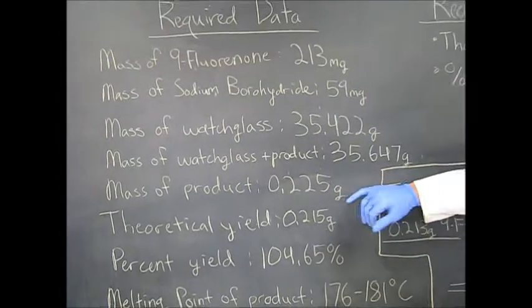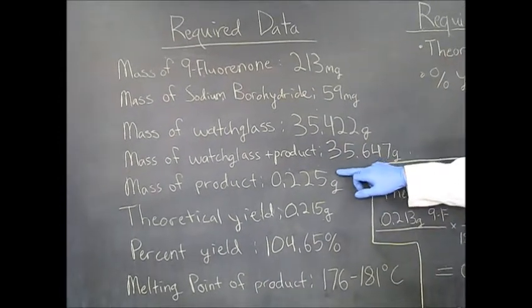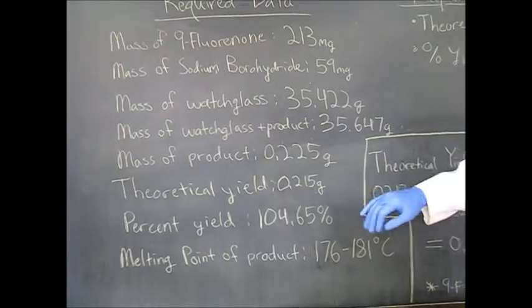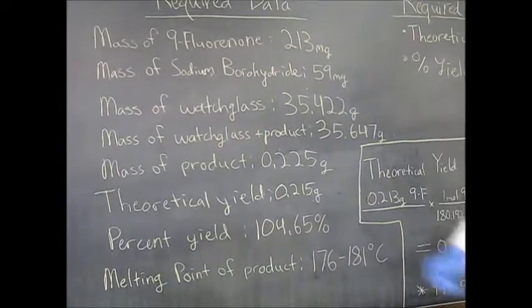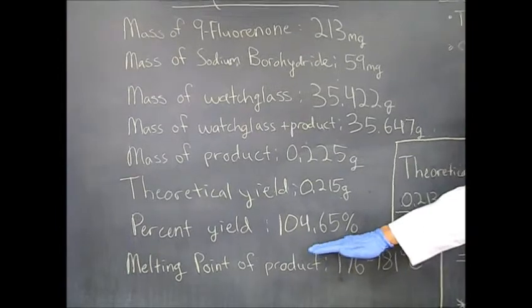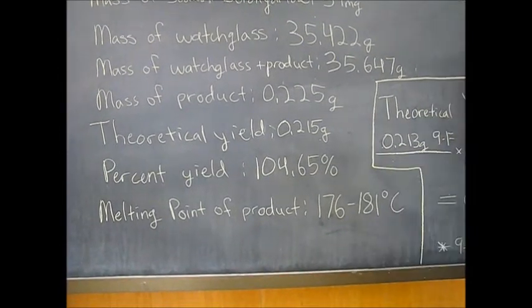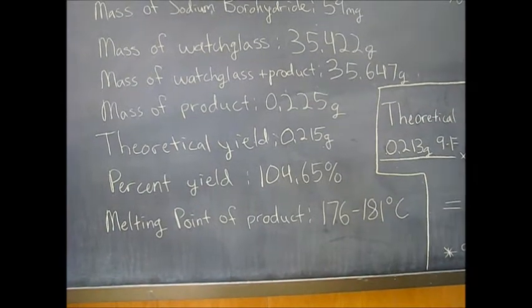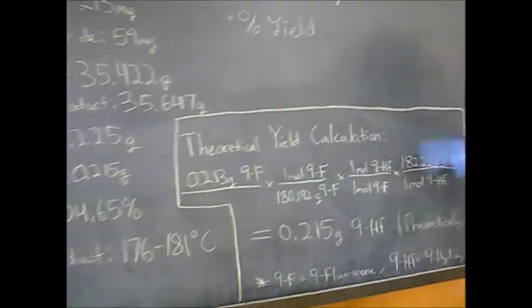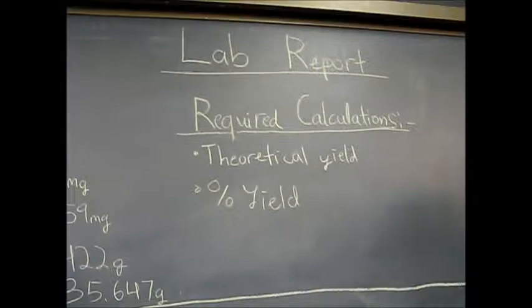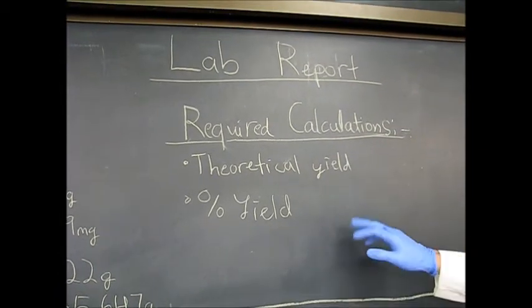But just kind of to hit the important stuff, we got 225 milligrams of our product. Our theoretical yield was 215 milligrams. So that gives us a percent yield of over 100. So we'll talk about that here in just a second. And then like we just showed, our melting point was 176 to around 181. So the calculations that we need y'all to do here are just theoretical yield and percent yield.